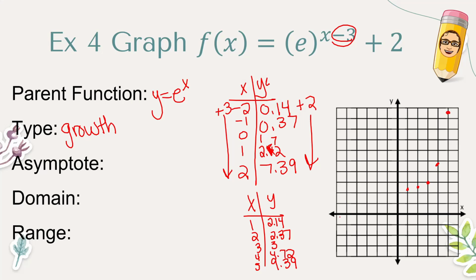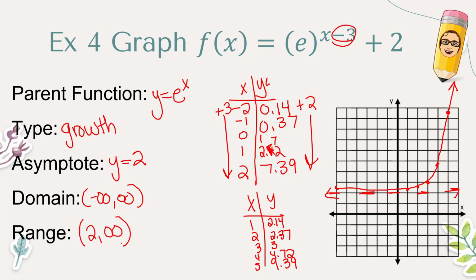So notice, normally, again, our asymptote would be at y equals 0, but it's been shifted up 2 because our entire function shifted up 2. So I'm going to have y equals 2 there, and I'm going to draw that in so I can connect my dots. There we go. So my asymptote, like we said, y equals 2. Domain, everything, all reals. Range, from 2 to infinity.